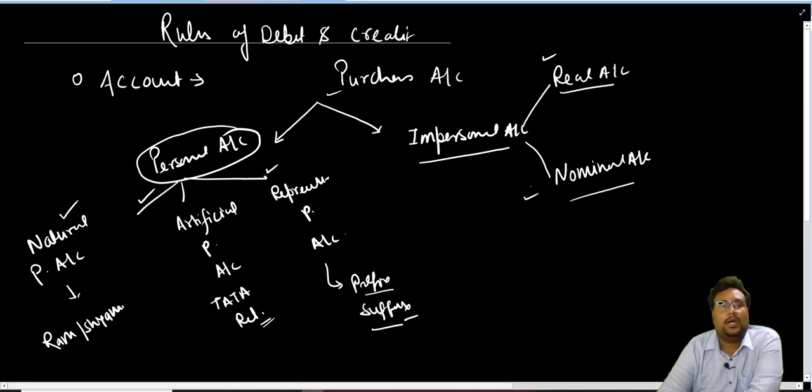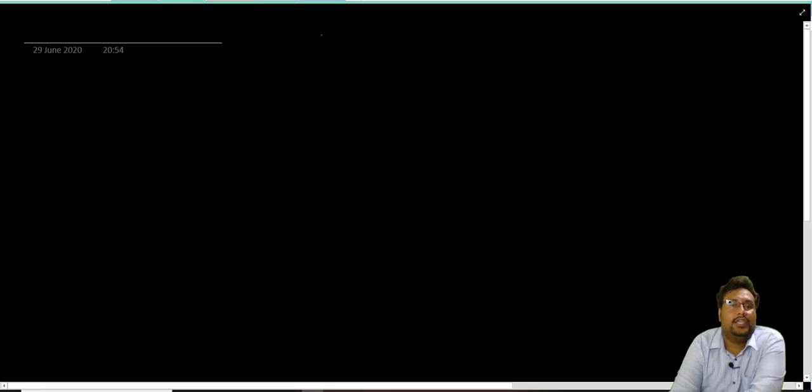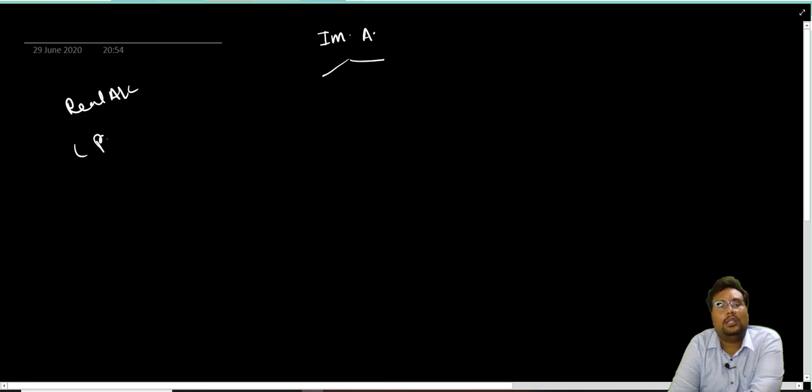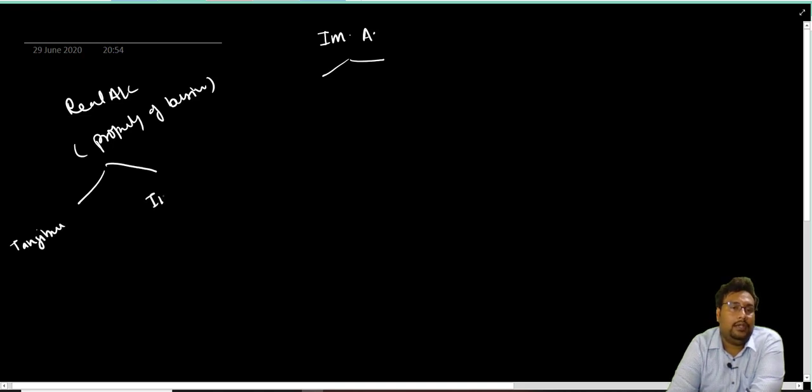See here, impersonal account has two parts, one is a real account. Real account basically considers all the property of the business. Beta, that will be considered in two parts. Again, property can be tangible and intangible.